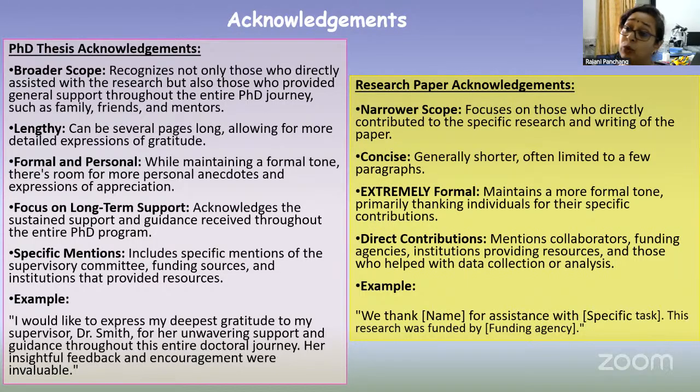If someone helped you in sampling, collecting data, you must acknowledge them. Not just in a research paper, also in a PhD thesis. If you don't acknowledge someone, it is considered plagiarism. Taking their idea, taking their help, and not giving them due credit is plagiarism.